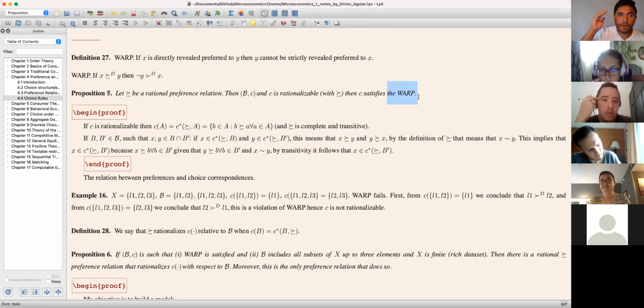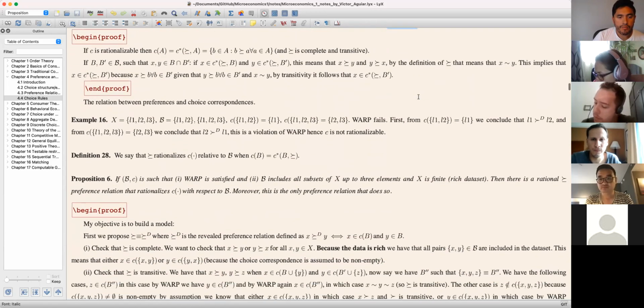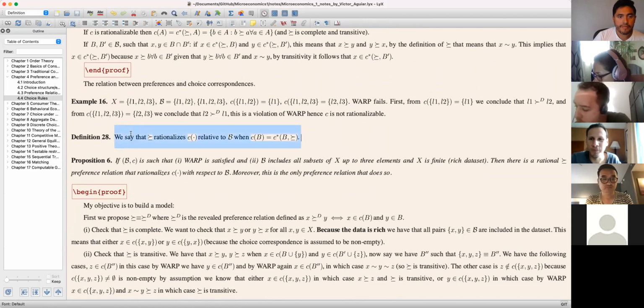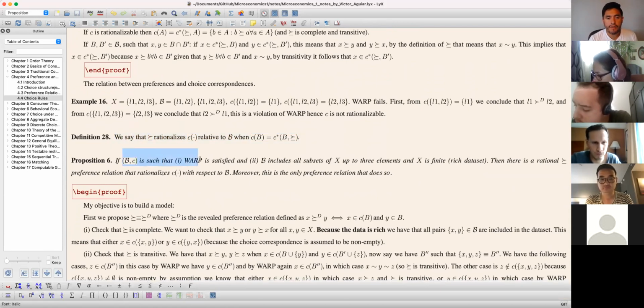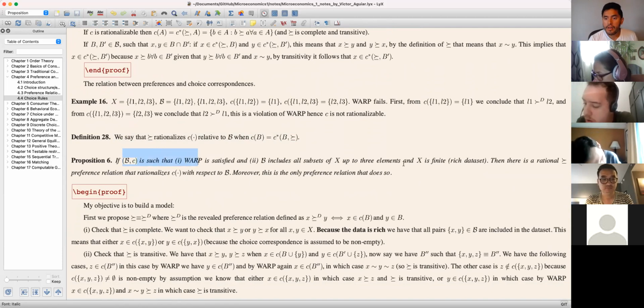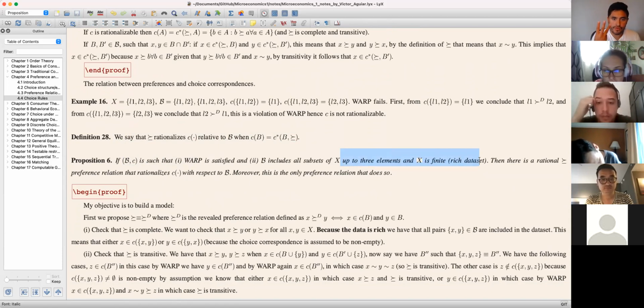So what happens now if, for instance, you are satisfying WARP? Can we say something about preferences? That's what we're going to do next. So this is just a reminder: it depends on the data structure. The first result in Mas-Colell says that if you have a data structure such that every up to 3-element set is included, so you have included the tuples and the triples, right?